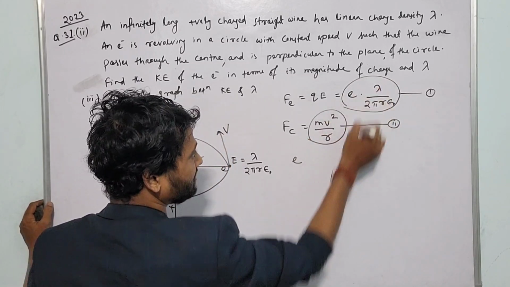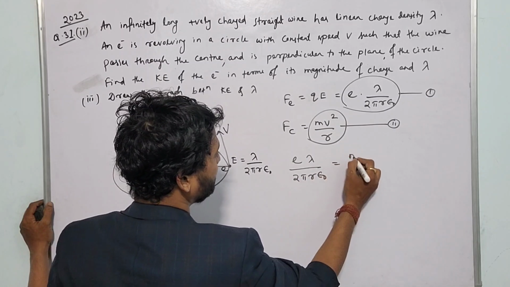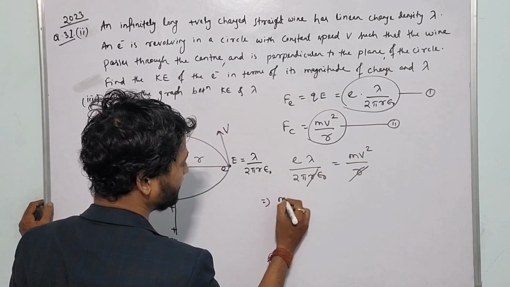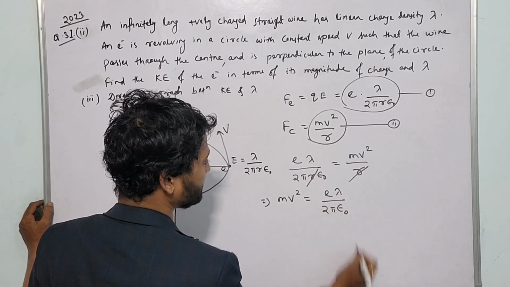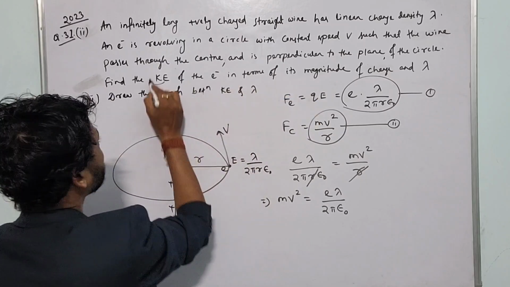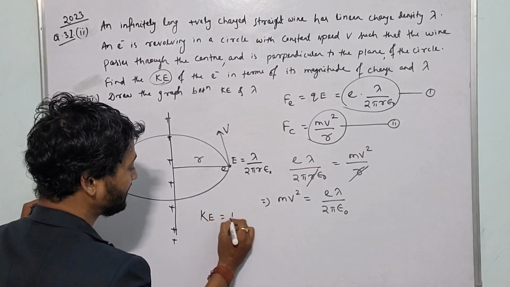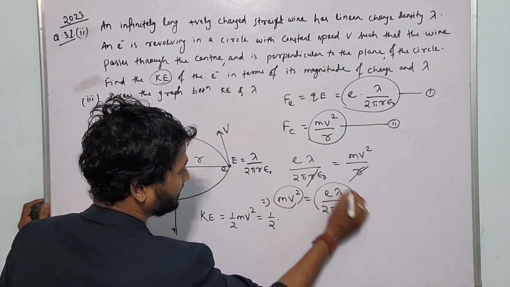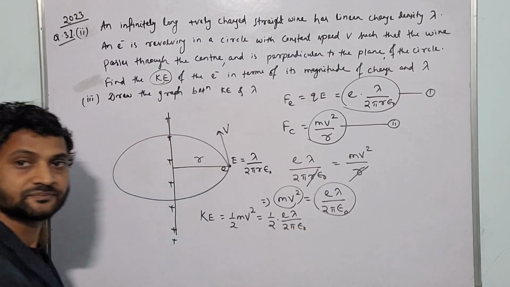We can write down from equation number 1 and 2, e lambda upon 2 pi r epsilon naught is mv square upon r. r will be cancelled. So we can write down mv square is equal to e lambda upon 2 pi epsilon naught. Clear? But we need to find out kinetic energy. What is the formula of kinetic energy? Kinetic energy is half into mv square. So it will be half into mv square, which is e lambda upon 2 pi epsilon naught.